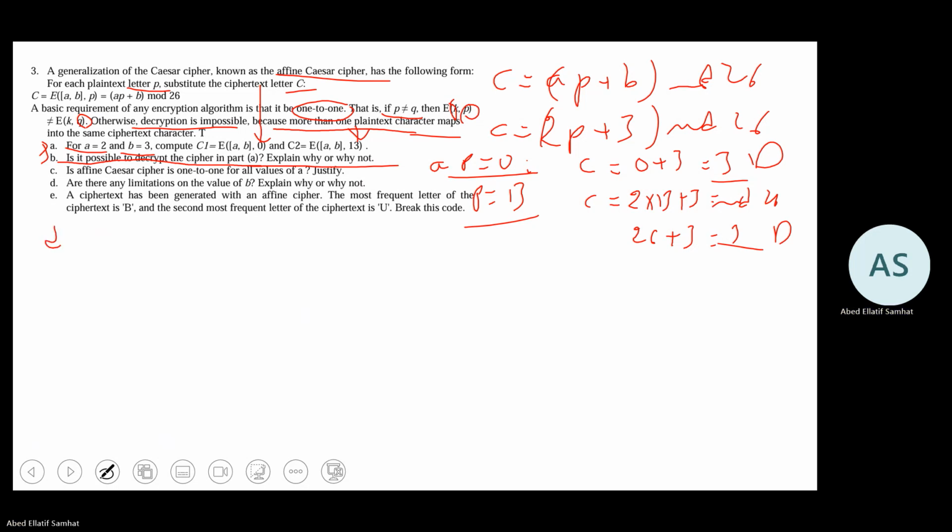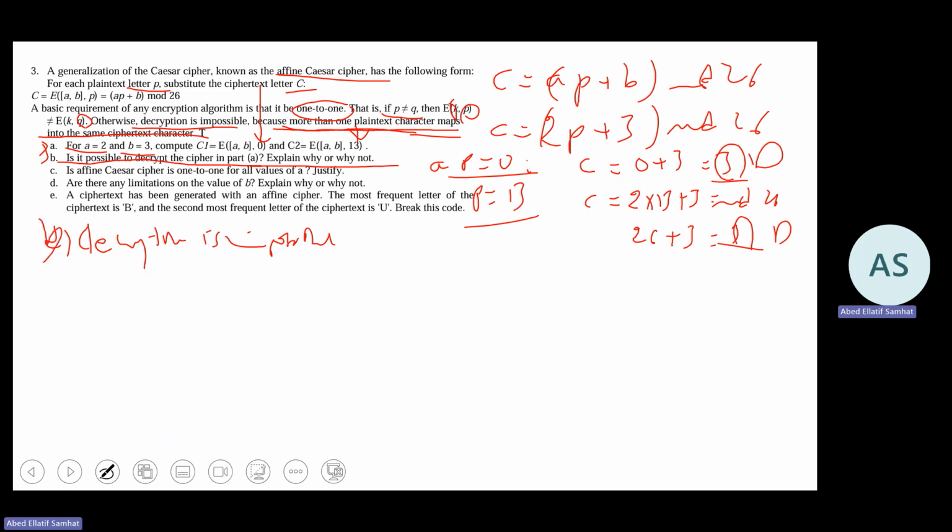Decryption is impossible because more than one plain text character maps into the same ciphertext. Because we don't have a one-to-one relation. That's why it's not possible to decrypt, because here we have the ciphertext 3 and we want to see what's the plain text. We have more than one plain text, so which one should we select? That's why it's impossible.